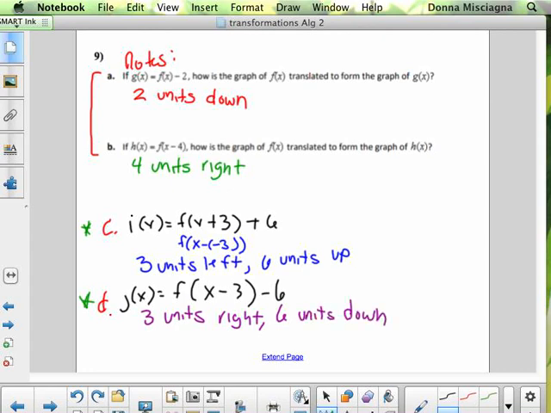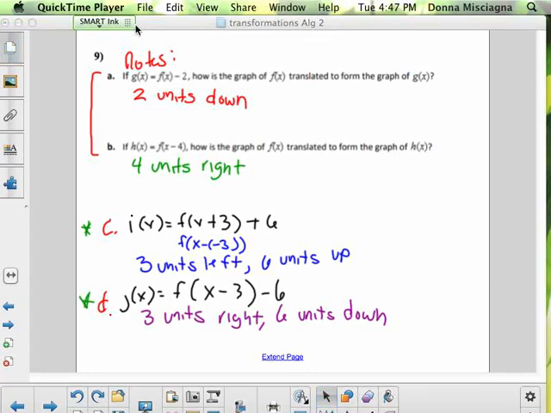So I want you to put the answers to A and B, and then all of C and D in your notes. Just find a spot for it, hopefully next to A and B.